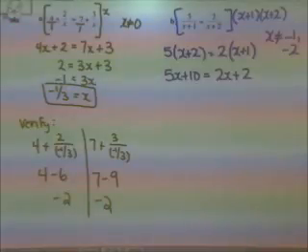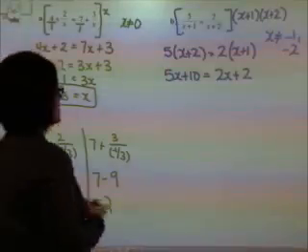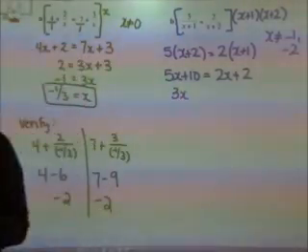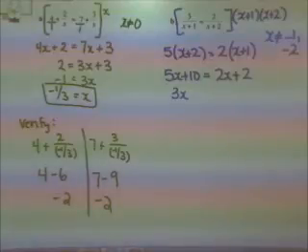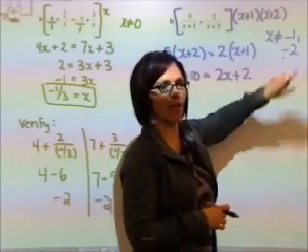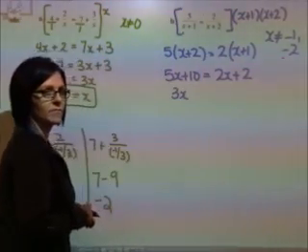Move 2x to the other side. Okay, so what's 5x minus 2x? 3x. And let's move the 10 to the other side at the same time. Then we can save ourselves a step. So if I move the 10 to this side, it'll become negative. What's 2 minus 10?